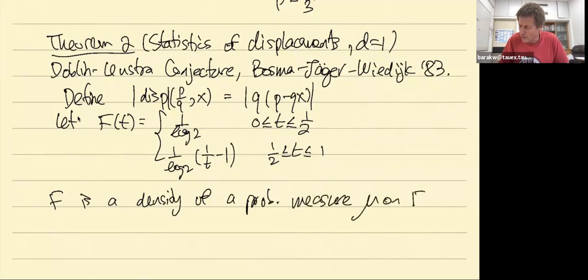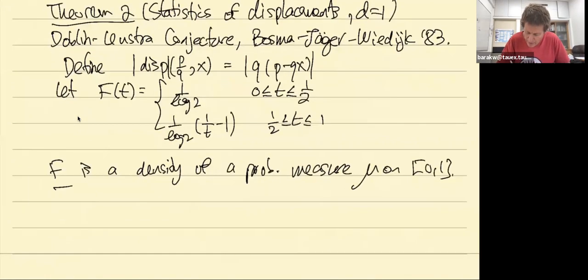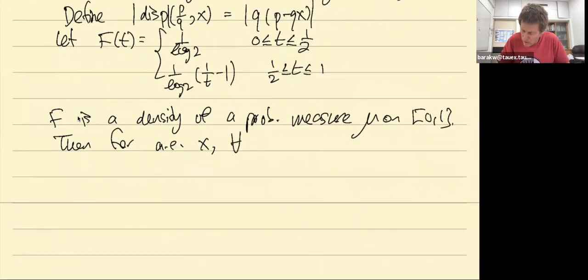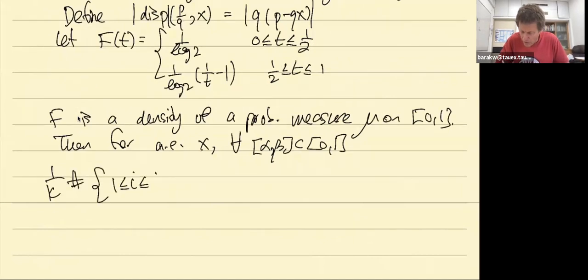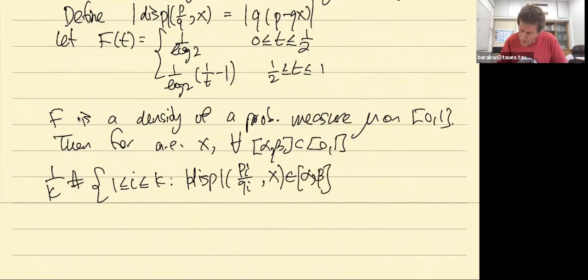It's called mu on the interval 0, 1, and the result is that for every x, in all intervals alpha beta inside the interval 0, 1, 1 over k times the number of i between 1 and k such that the displacement, the absolute value of the displacement of p_i over q_i, x lands inside this interval alpha beta, this tends to the measure of the interval alpha beta under mu.